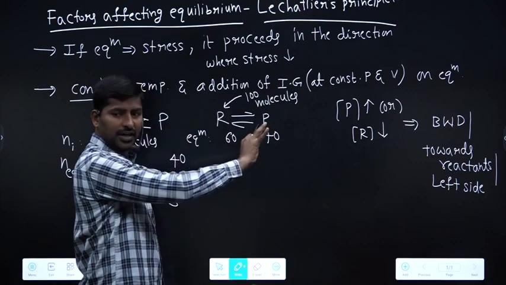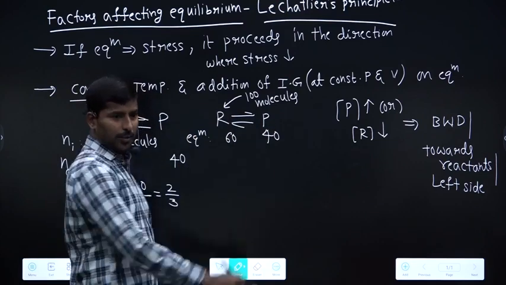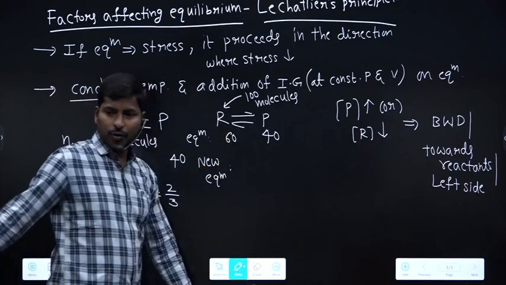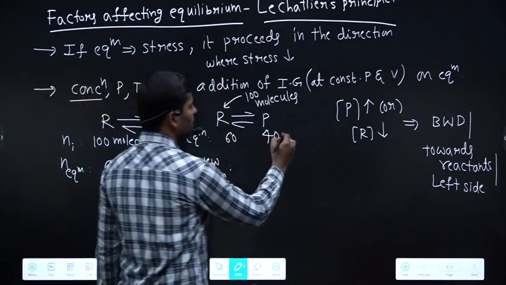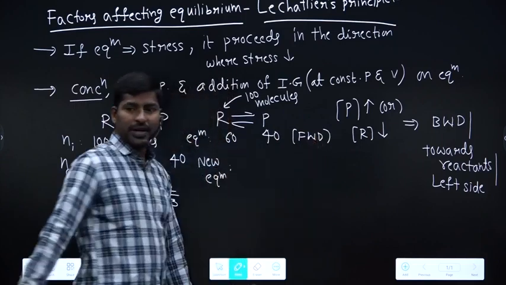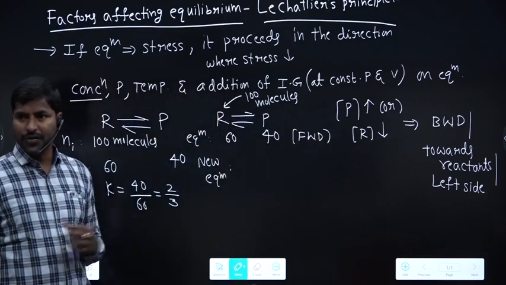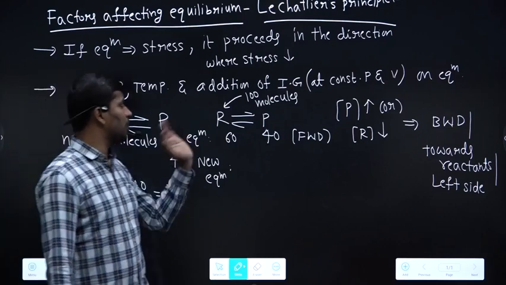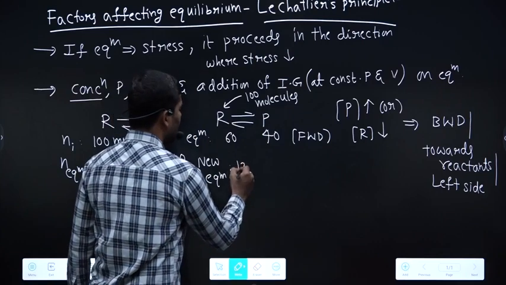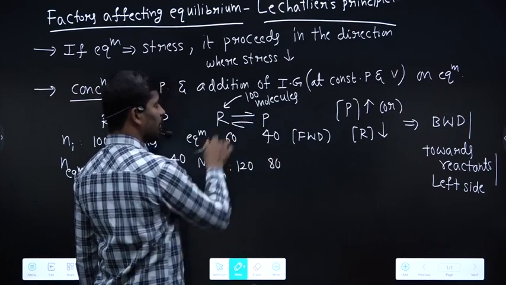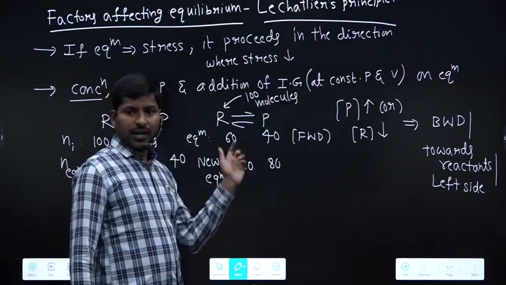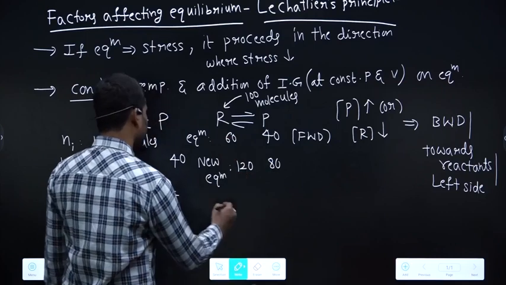It proceeds in the forward direction and finally it reaches equilibrium. So a new equilibrium is arrived at. It proceeds in the forward direction up to the appearance of the new equilibrium. At the new equilibrium, what about the reactant molecules and product molecules? If you see, it is 120 and 80, since we are adding 100 molecules, of which 40 converted to product, and the remaining 60 stay as reactant molecules, so 120 and 80.